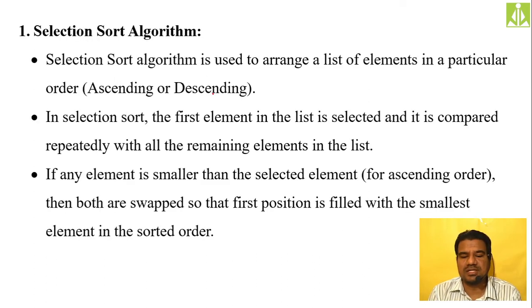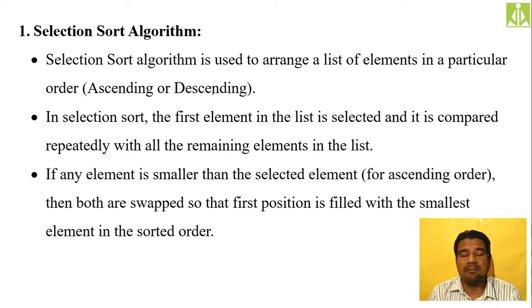In selection sort, the first element in the list is selected and it is compared repeatedly with all other remaining elements in the list. So what we do, first element we take and we compare with all other elements, and whenever the element is greater, let us say the first element, if it is greater than any other element, simply we do the swapping. And if it is lesser than the other element, we don't do anything.